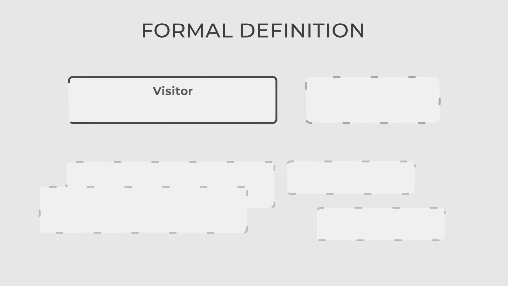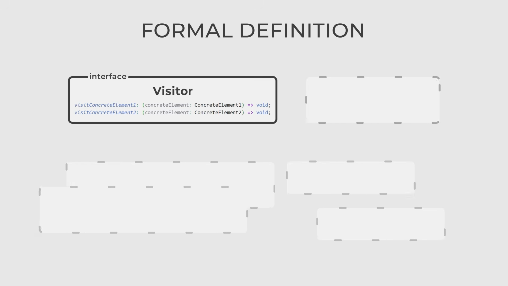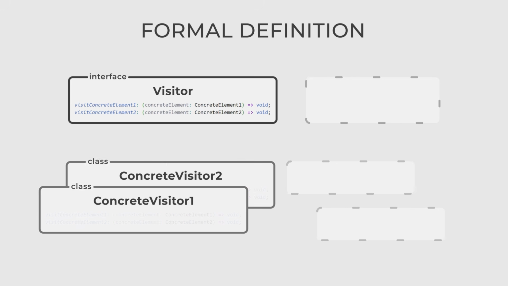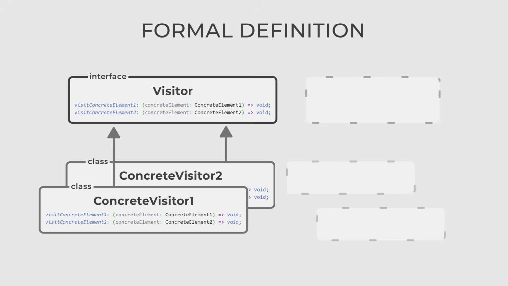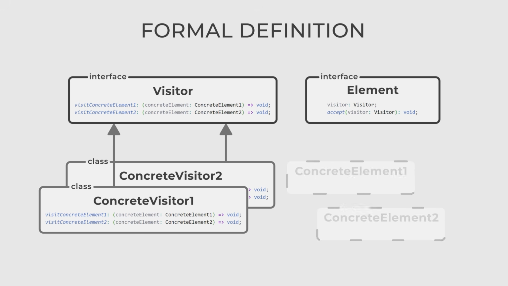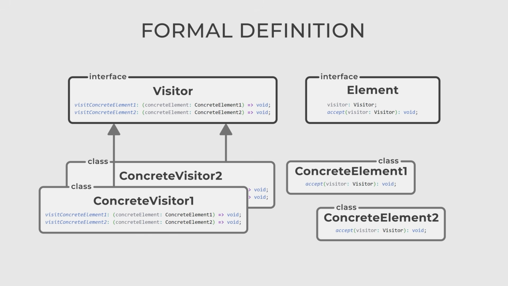There are 4 actors in this design pattern. First, the visitor interface, which declares the methods for each element type in the hierarchy. The concrete visitors are classes that implement the visitor and provide implementations for its methods. The element interface declares the accept method, which accepts the visitor, and the concrete elements are classes that implement the element interface and its method. They receive the visitor and delegate the visit to the appropriate visitor method.